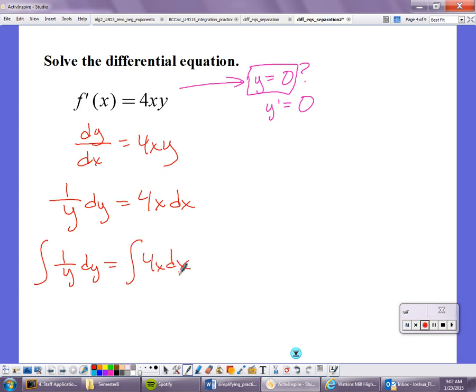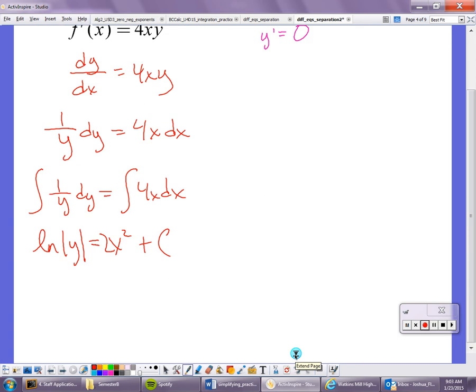Okay. The antiderivative of 1 over y is ln, absolute value of y. And the antiderivative of 4x is 2x squared. And we'll have our plus c. Again, I explained in the last video why I just put the one c. I don't have a c over on both sides of the equation. It doesn't matter. Okay. Now, I want to get y by itself, so I will raise e to each side of the equation. I end up with e to the 2x squared plus c.